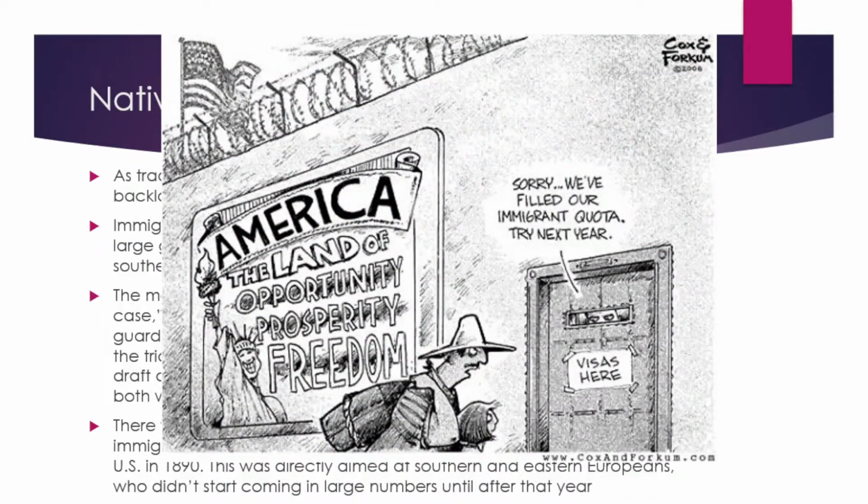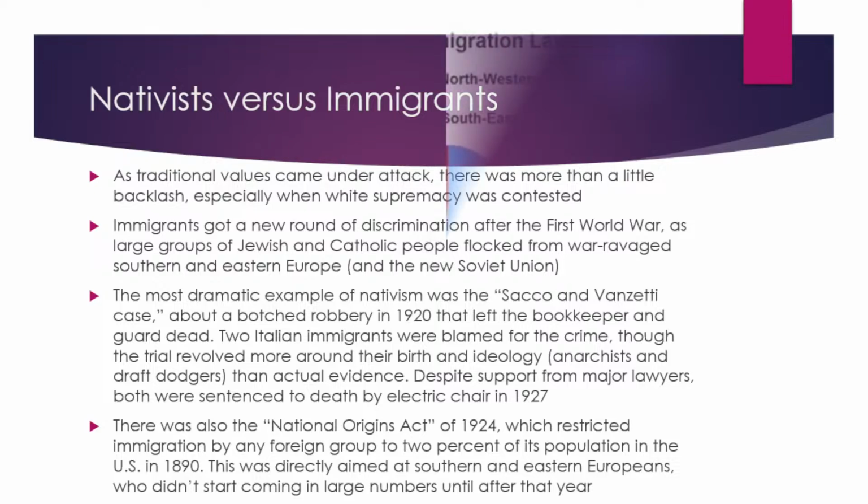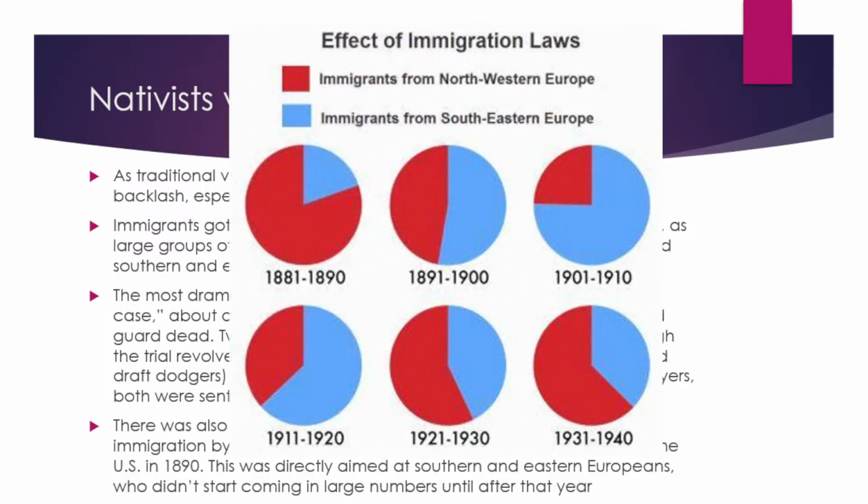America, land of opportunity, prosperity, freedom, but immigration quotas filled. Try next year. So here it is. 1881 to 1890, it's more than 75% Northwestern Europe. 1891 to 1900, it's about half and half. And you can see 1901 to 1910, it's more than 75% Southeastern Europe.